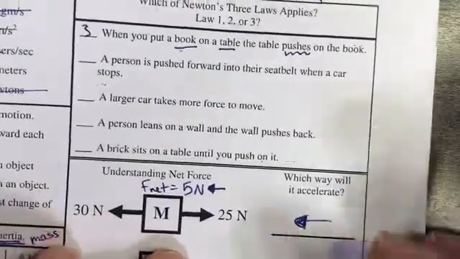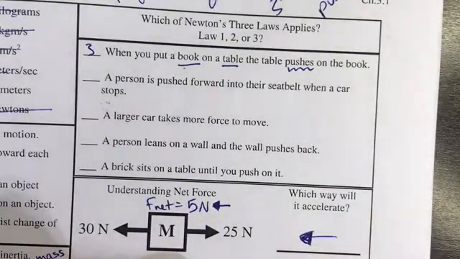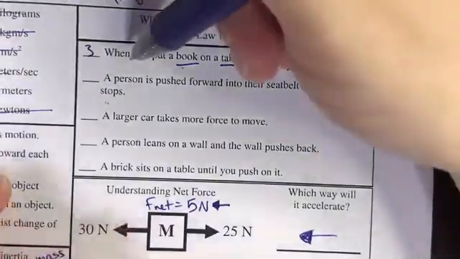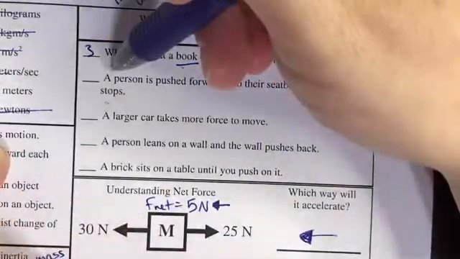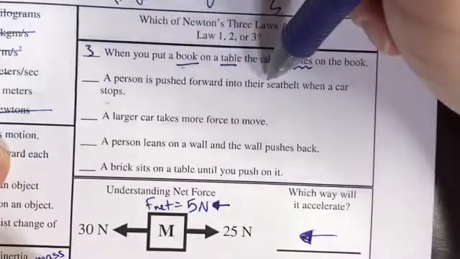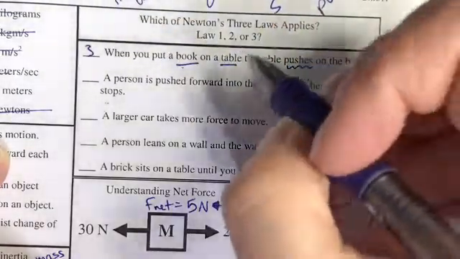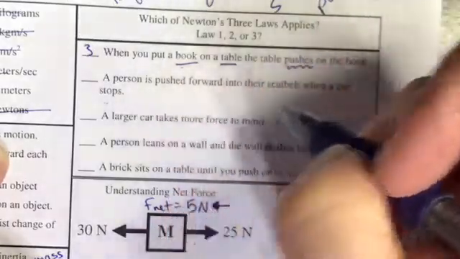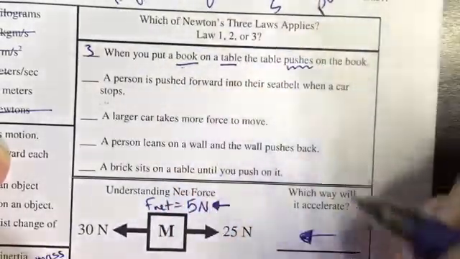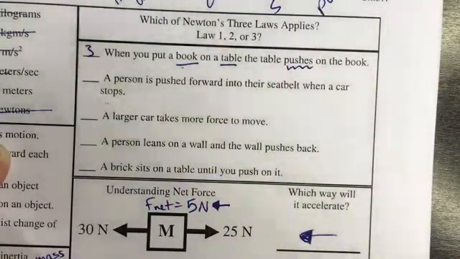Okay, the 3 laws. This is probably the trickiest section of the worksheet. So we did the first one already. The second one, a person is pushed forward in their seatbelt when a car stops. This one's really confusing, actually. So imagine you're driving along and you hit the brakes and you slide forward in your seat. This is what it's referring to, okay?